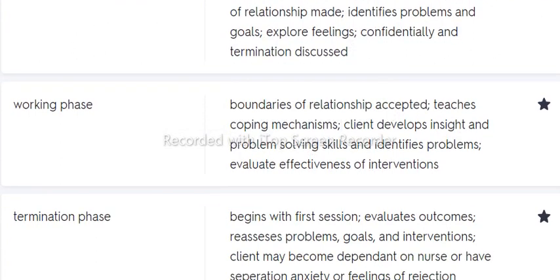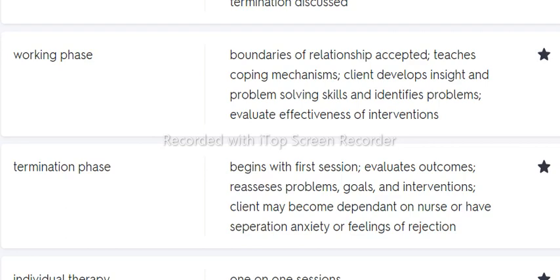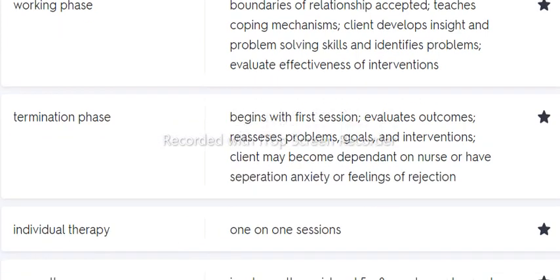Working phase. Boundaries of relationship accepted, teaches coping mechanisms. Client develops insight and problem-solving skills and identifies problems. Evaluate effectiveness of interventions. Termination phase. Begins with first session, evaluates outcomes, reassesses problems, goals, and interventions. Client may become dependent on nurse or have separation anxiety or feelings of rejection.